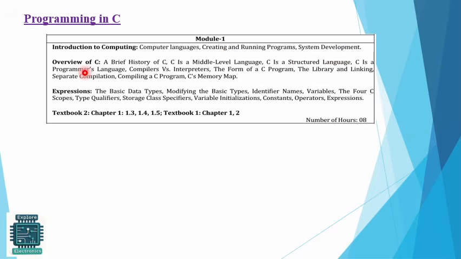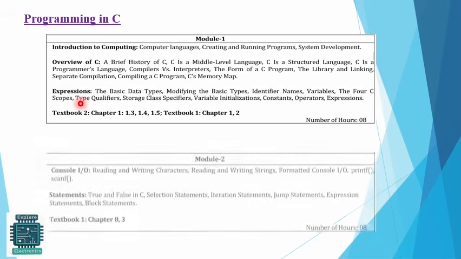The next chapter is overview of C and you will learn all the basic history, evolution and about the compilers, interpreters, all about these concepts here in this chapter. And the next chapter is expressions and you will learn about the data types, variables and how we are going to initialize and declare them in a program.